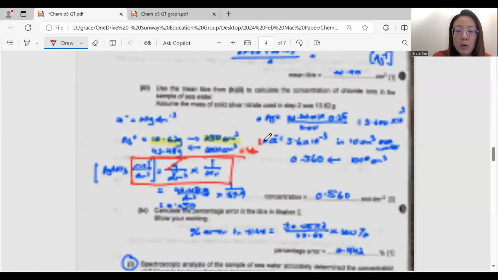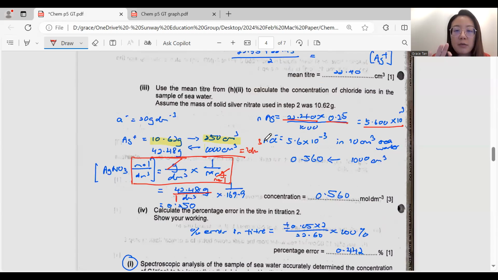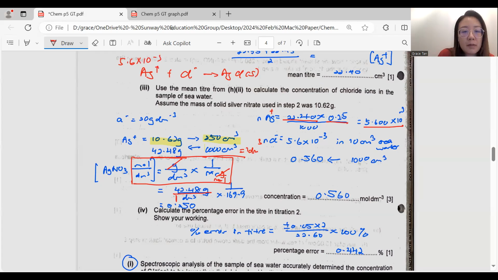So we calculated that the silver ions mole is 5.6 times 10 to the power negative 3. Knowing the equation where silver plus and chloride minus give 1 silver chloride precipitate, if the number of moles of silver here is 5.6 times 10 to the power negative 3, the number of moles of chloride is also 5.6 times 10 to the power negative 3, which is this part here. Now the chloride here is in 10 centimeter cube in a conical flask, just to make things a bit more clear.